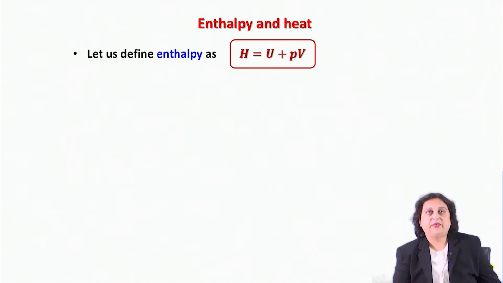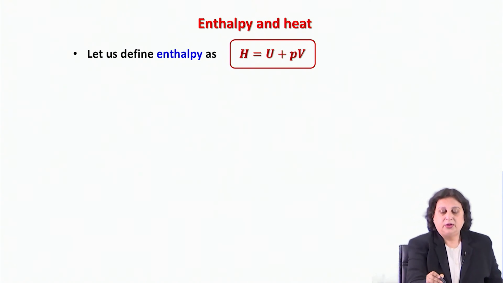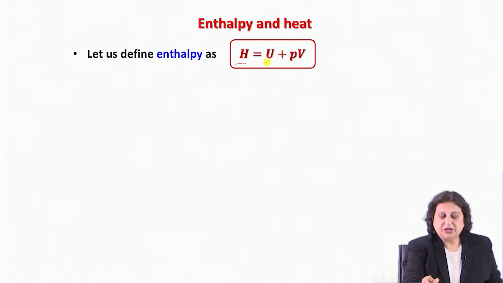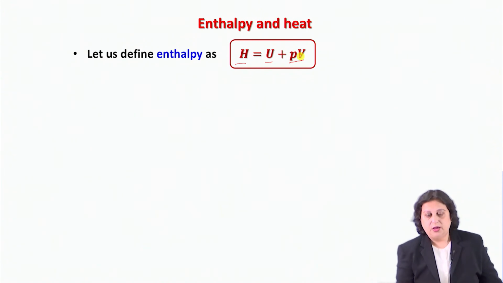The definition of enthalpy is U plus PV. So, the symbol of enthalpy is H. That is a summation of internal energy plus P into V, where P is the pressure of the system and V is the volume of the system. Since U is a state function, so are pressure and volume. Therefore, H is a state function as well.